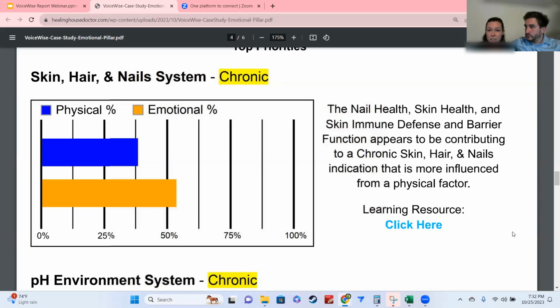What was your emotional state 6 months ago? And then the other great thing here is that we also have learning resources where it says click here. They're going to be different for each system. So depending on what you have, you can click on that and it goes to a bunch of resources for that system that will help.